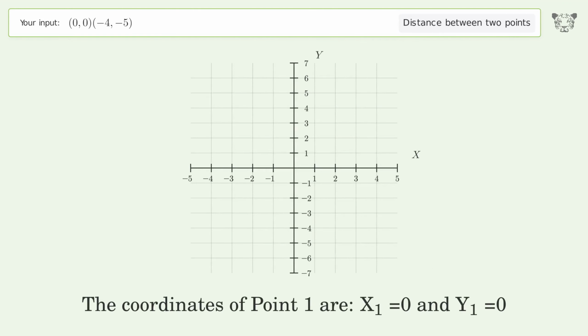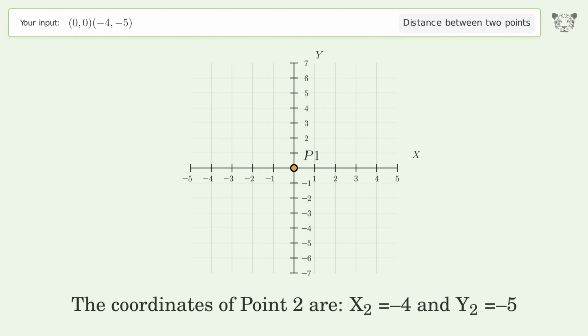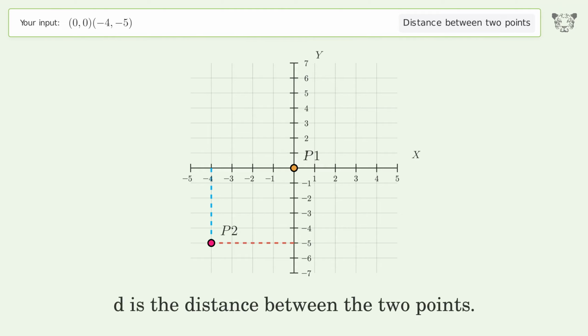The coordinates of point 1 are x1 equals 0 and y1 equals 0. The coordinates of point 2 are x2 equals -4 and y2 equals -5. D is the distance between the 2 points.